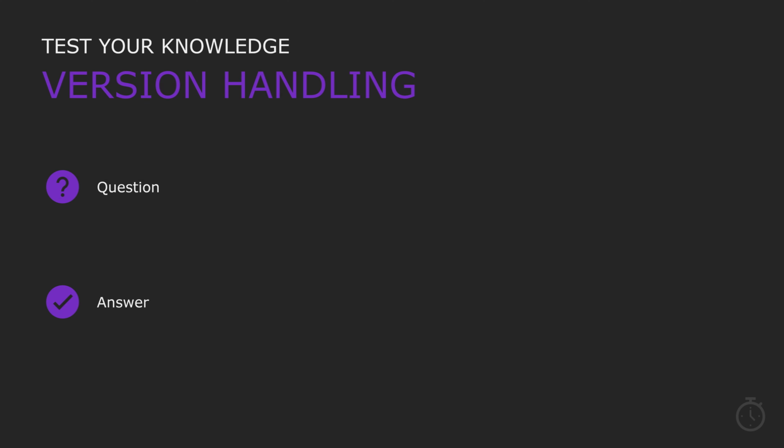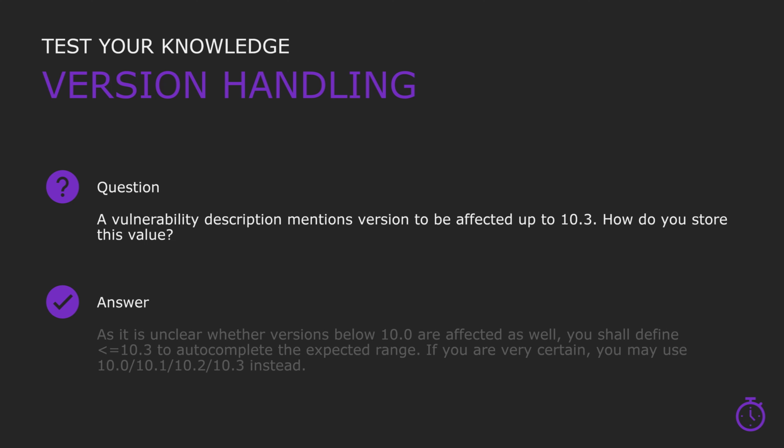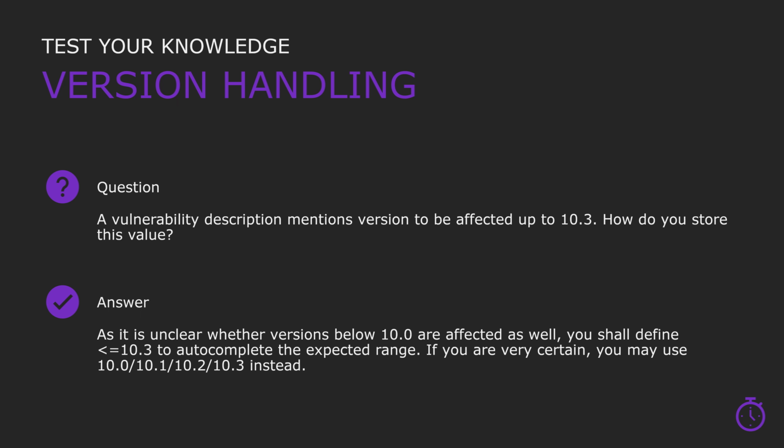Version handling is an important challenge. If a vulnerability description mentions that versions up to 10.3 are affected, how do you store this value? According to the description, it is unclear whether lower major versions below 10.0 are affected as well. Therefore, you shall define less than or equal to 10.3. The database will use autocomplete based on historical data to create the expected list of versions.